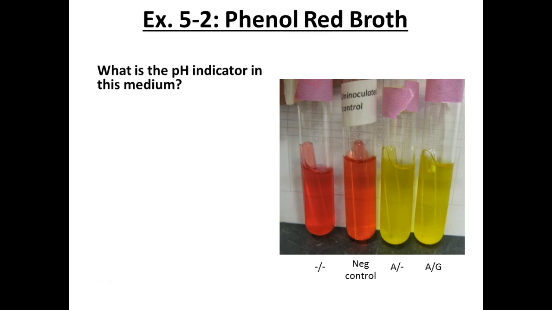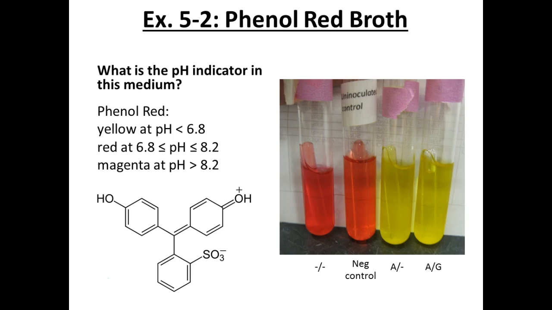So what's the pH indicator? It's the name of the test. Phenol red. Phenol red at just below neutral pH, 6.8, so not very acidic, will turn yellow. At above 6.8, a little bit above neutral to basic, 8.2, it'll be red. Or what some people refer to as magenta when it goes up above 8.2. So this really bright pink color.